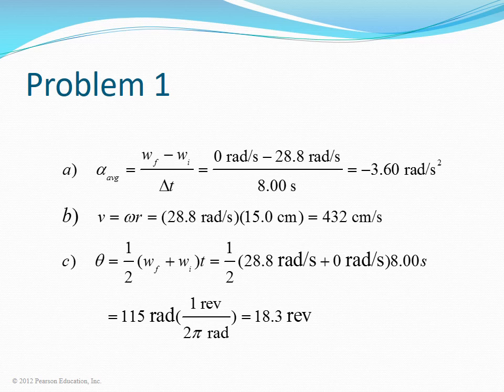Did you get minus 3.60 radians per second squared for part A, 432 centimeters per second for part B, and 18.3 revolutions for part C?